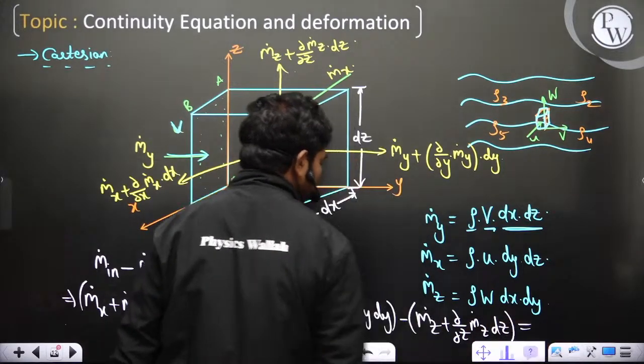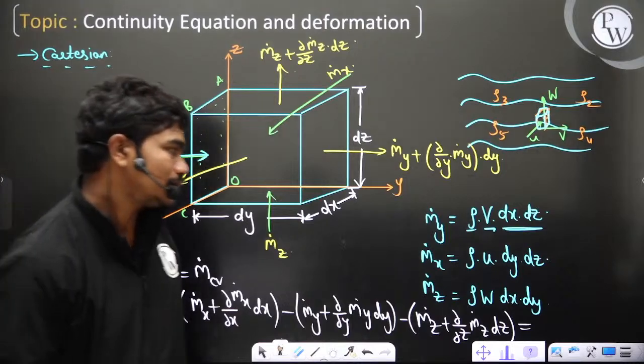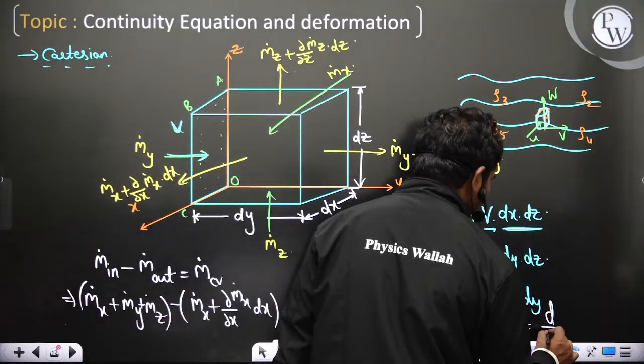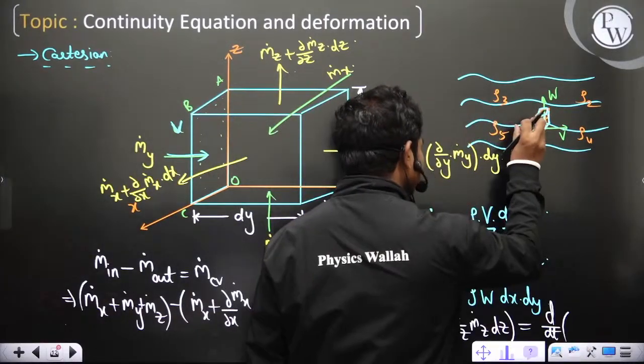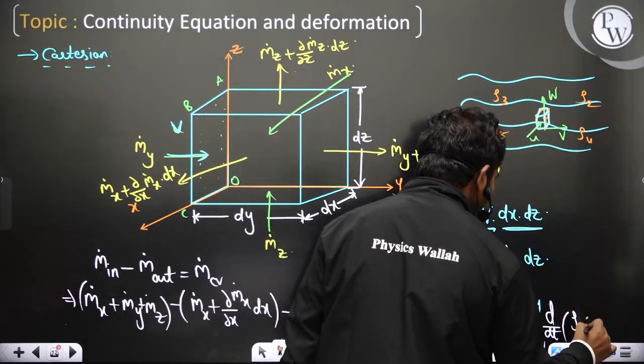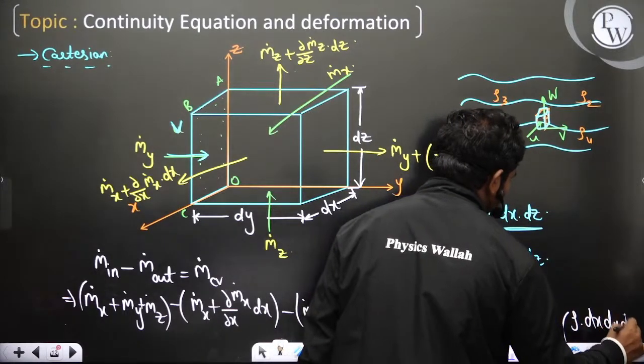So these things, net coming in minus net going out, should be the same as the rate of change d by dt of the mass of this particular control volume. What will be the mass of this control volume? Rho times dx dy dz is what you can write.